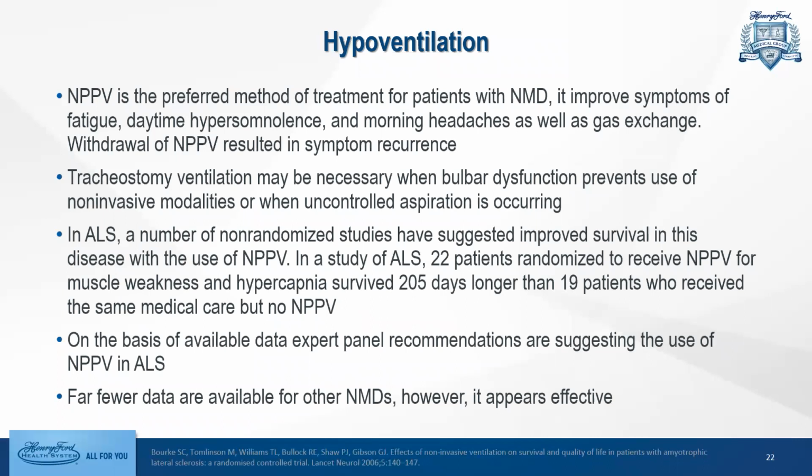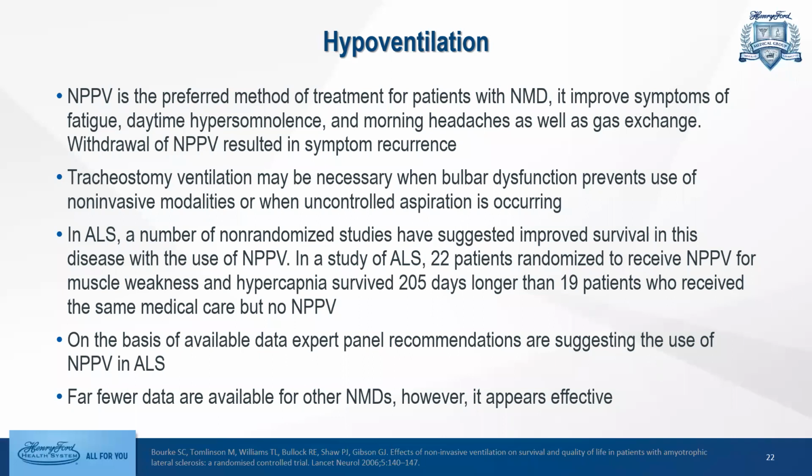Okay, so we're going to talk about how to treat the three major things that we need to address, and then we're going to go into some questions and try to learn a little bit about each disease process. So BiPAP, or non-invasive positive pressure ventilation, is usually the preferred method for patients with neuromuscular diseases. It improves their symptoms of fatigue, daytime sleepiness, morning headaches, as well as their gas exchange. In studies, after they established patients on non-invasive positive pressure ventilation and then withdrew it, symptoms and hypoventilation recurred, so they had to put the patients back on it.